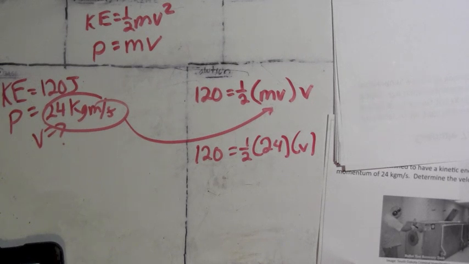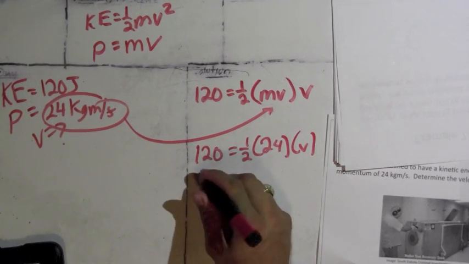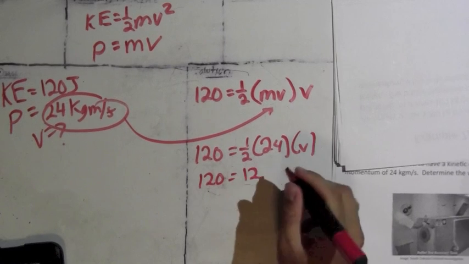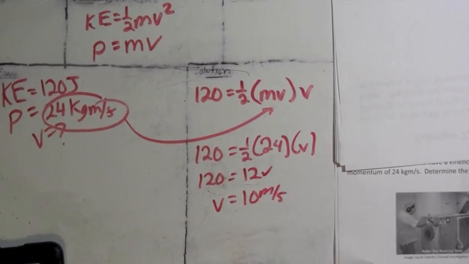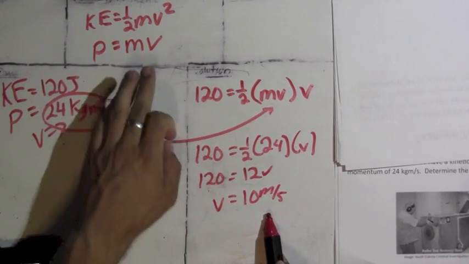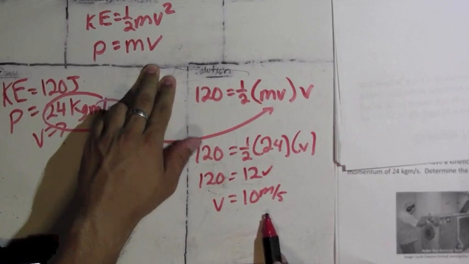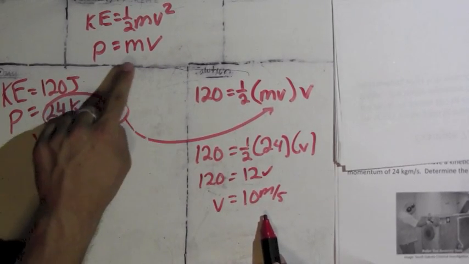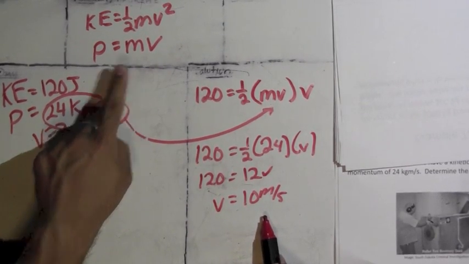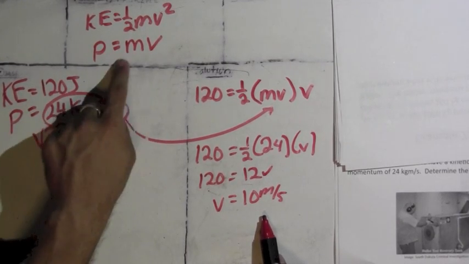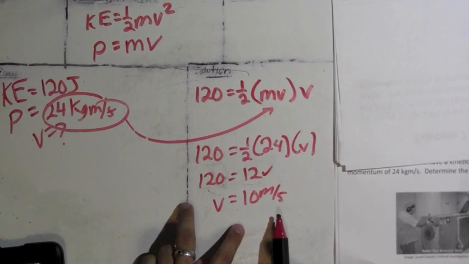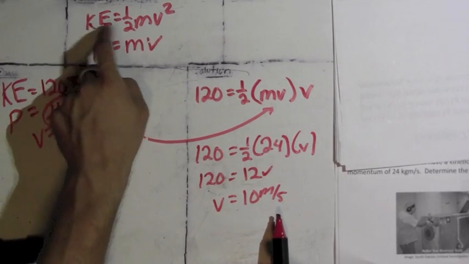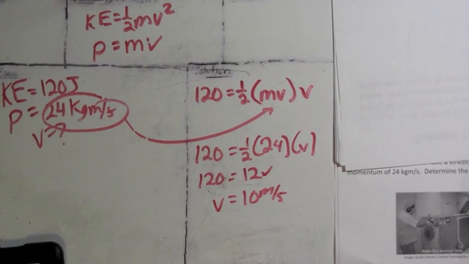When you write it out like that, it's easy to realize that you have 120 is equal to 12v, or v is equal to 10 meters per second. Now you can check this. How I would check it is I'd say, okay, if the velocity is 10, that tells me that the mass has to be 2.4. The reason I know that is 24 equals m times 10, so m has to be 2.4. I should be able to take those same two values, plug them into the kinetic energy equation, and get 120. Of course you do.